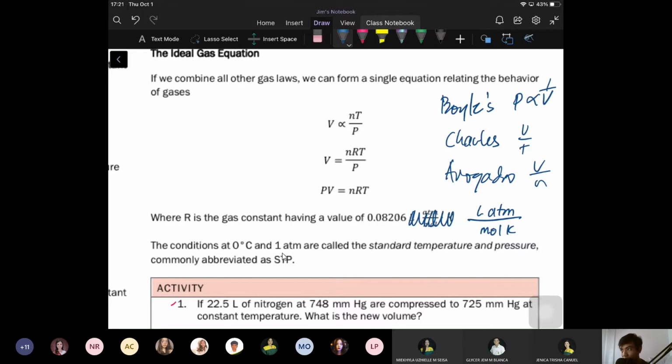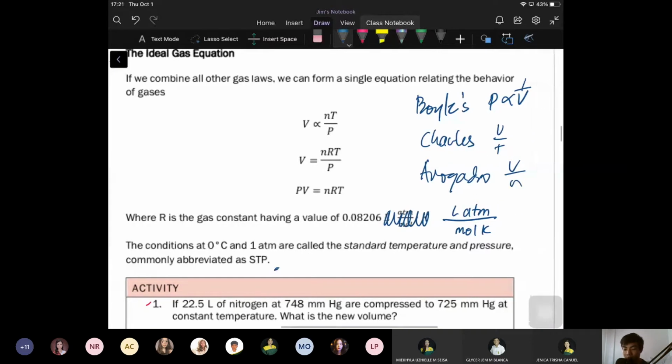The conditions at 0 degrees Celsius and 1 atmosphere is called the standard temperature and pressure. So, STP yung tawag dyan. So again, when we see STP, that means the temperature is 0 degrees Celsius or 273.15 Kelvin and the pressure is 1 atm. Okay, so given na agad yan pag nakita nyo yung STP, no? Again, lahat ng temperatures ay naka-Kelvin, okay? Okay, so yun lang yung idea.